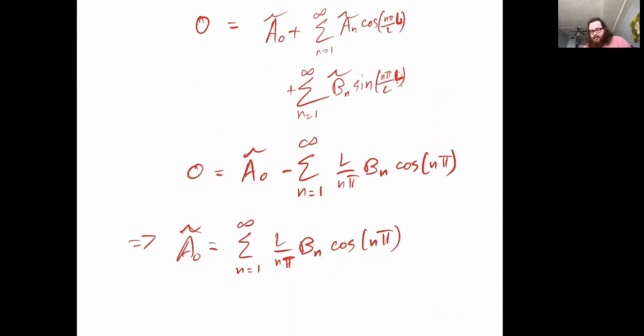Okay, it's just a series, right? Sum of n equals 1 up to infinity of L over n pi times b sub n, the sine coefficients in the Fourier series for little f of x, times these other terms cosine of n pi. And we're not going to worry about simplifying cosine of n pi to positive or negative 1, etc. We're just going to leave it like this.